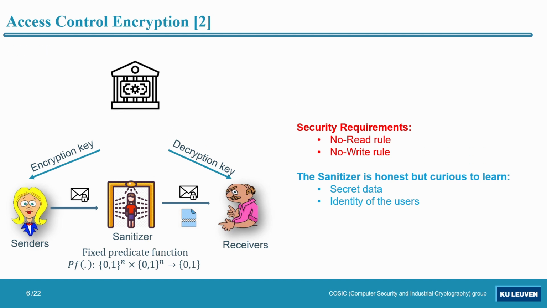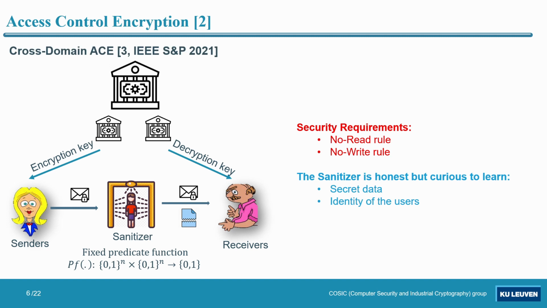But in this paper, we are following a different approach for the key generation center. Instead of having one single entity, we have two distinct entities, the sender authority and the receiver authority, each of which is responsible for the encryption key and decryption key, completely independently. That was proposed by Wang and Chow at IEEE S&P this year. In access control encryption in general, we care about two security requirements, the no-read rule and the no-write rule, which we will discuss in the next slide. It is important to mention that the sanitizer in these constructions is honest but curious to know about the secret information and the plaintext, and also the identity of the senders and the receivers.